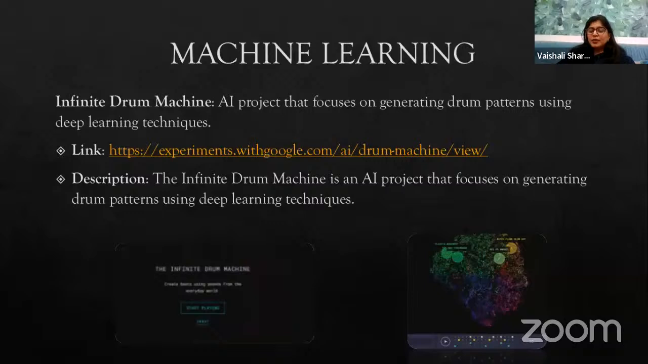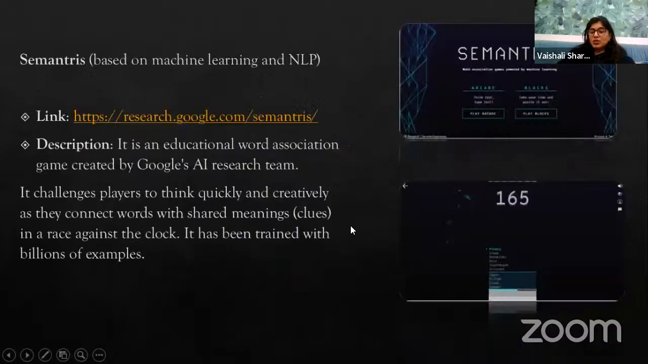For example, in music, I can have my own drum beats and ask the system to generate on a similar pattern. This has been designed with deep learning networks. So this is an infinite drum machine that students can explore to understand in depth what AI is all about. Another game to play with natural language processing and machine learning is Semantris. This has words, it gives you a clue, and you need to match within a stipulated time.